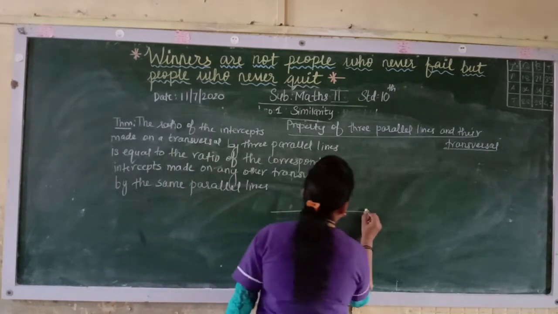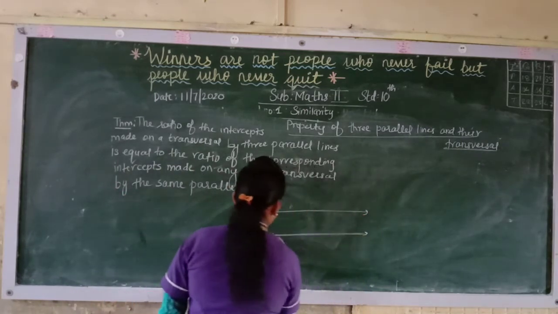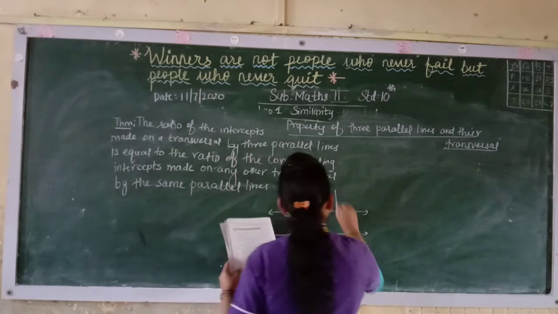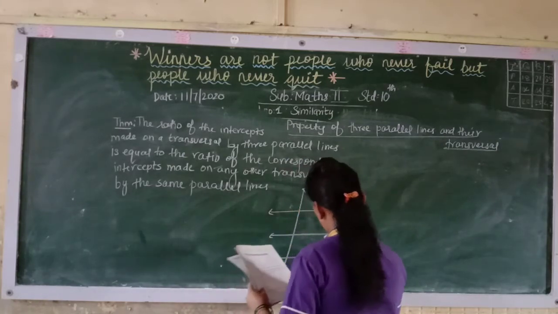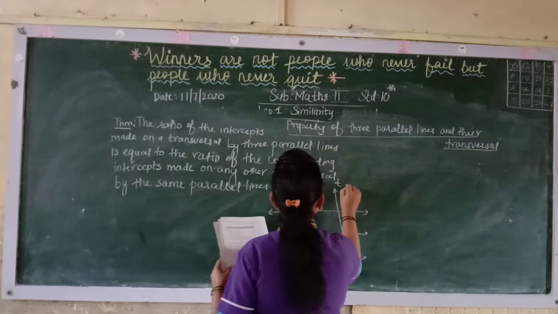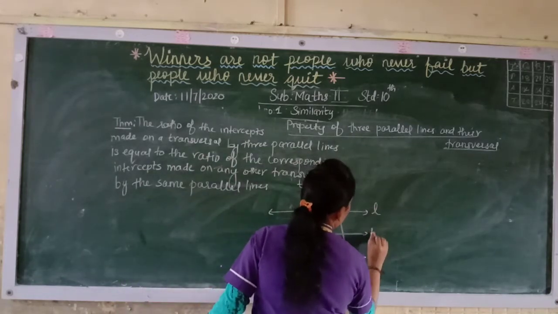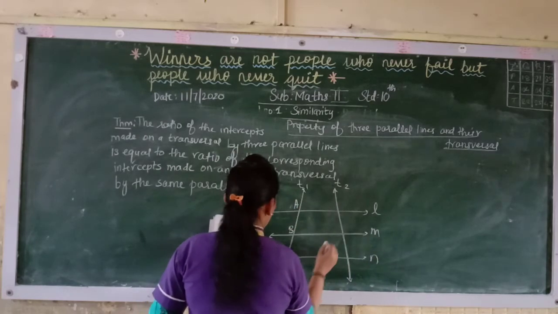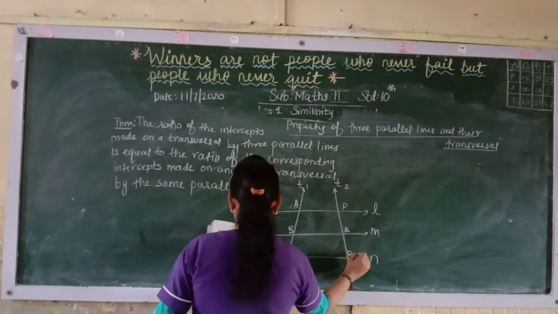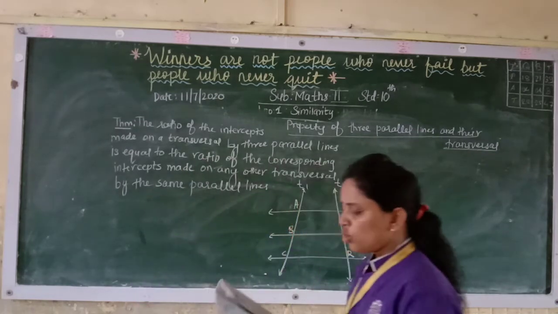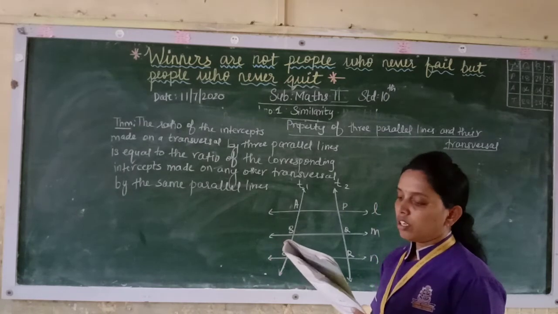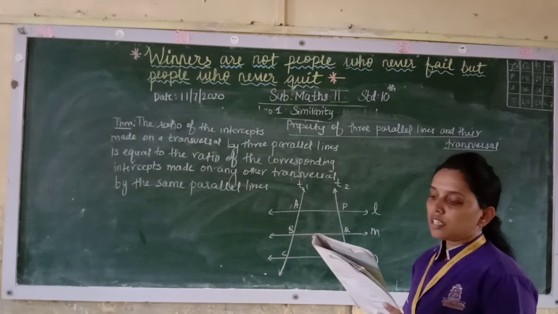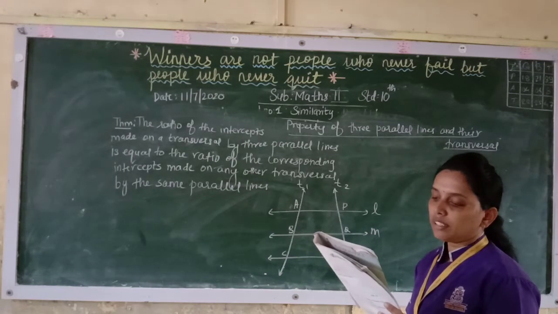Now see here, we have three parallel lines over here, and we have two transversals. So let these be T1 and T2, the transversals, and the parallel lines be L, M and N. Where they are meeting, here it is A, B, C, and this is P, Q and R. The ratio of the intercepts made on a transversal by three parallel lines is equal to the ratio of the corresponding intercepts made on another transversal by the same parallel lines.